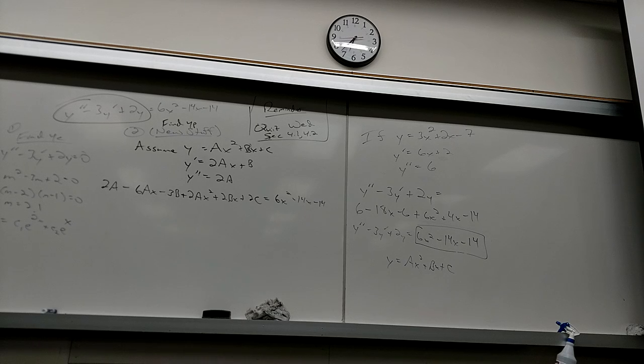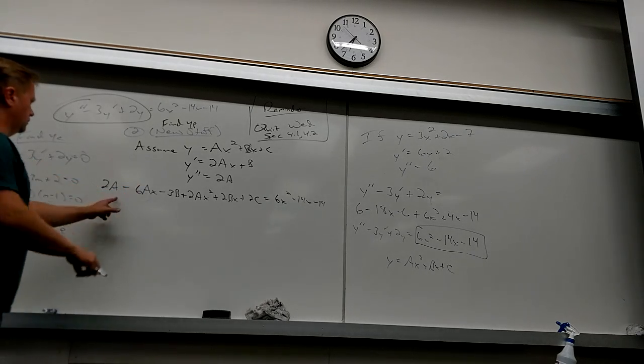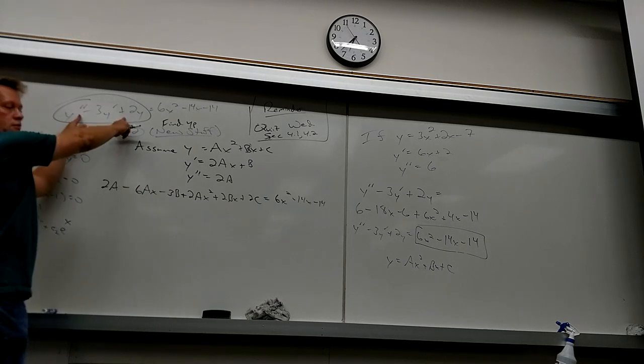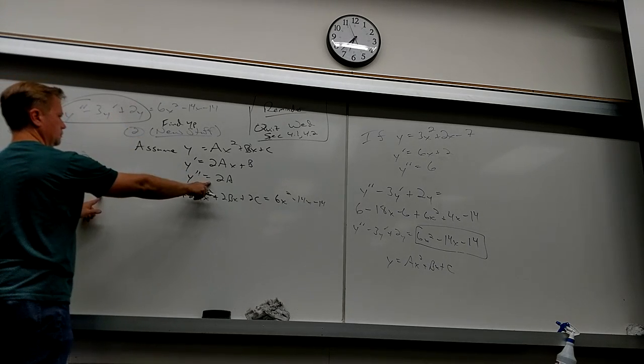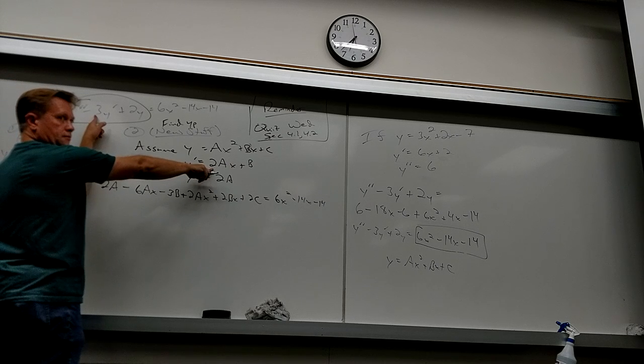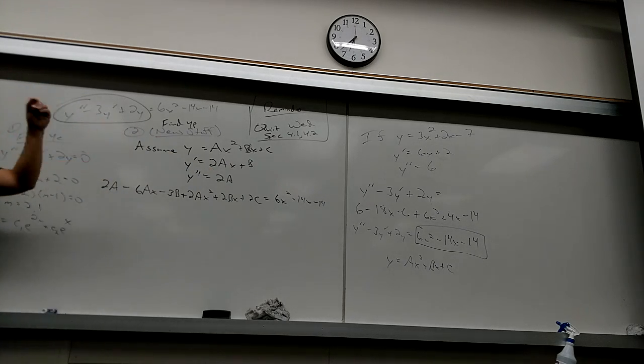This isn't exactly busy work, it's really close to it, but this is where you should just sink your teeth in. Where'd you get the left-hand side of that equation? 2a minus 6ax. Y double prime minus 3y prime. Oh, yeah, okay, just plugging it in.